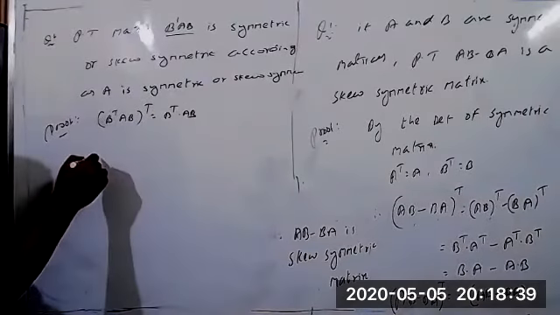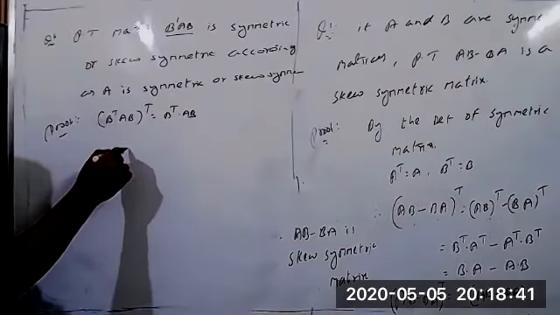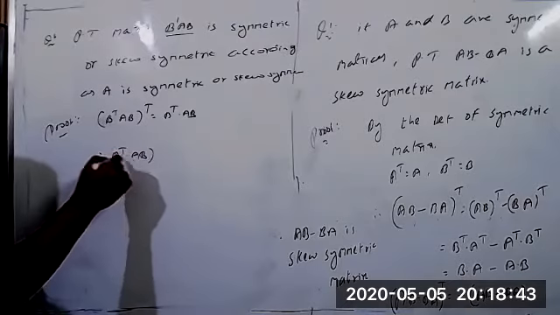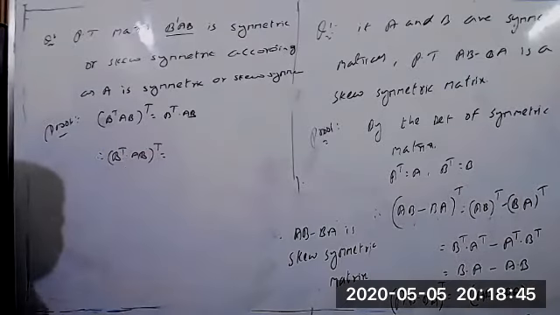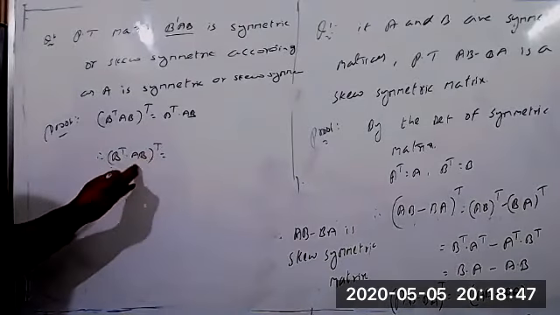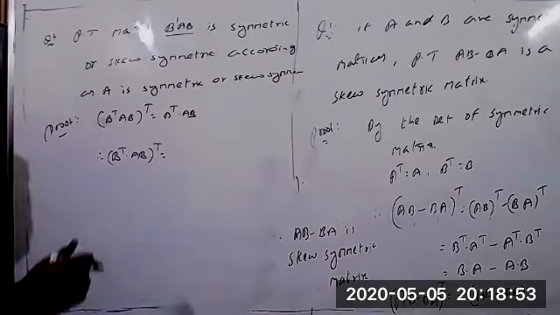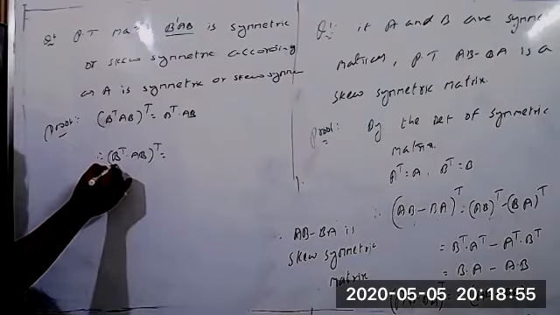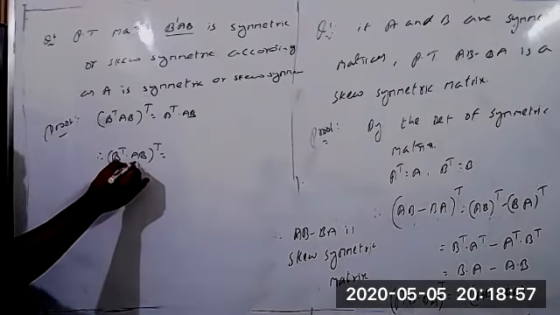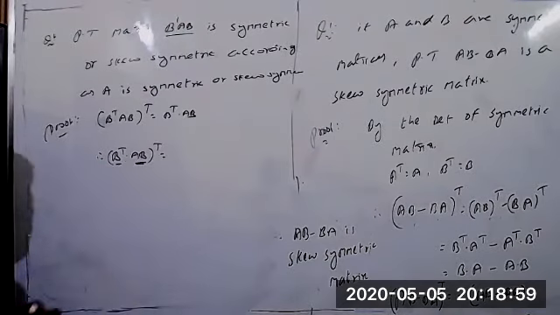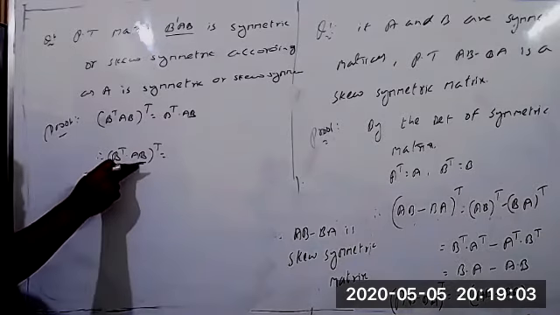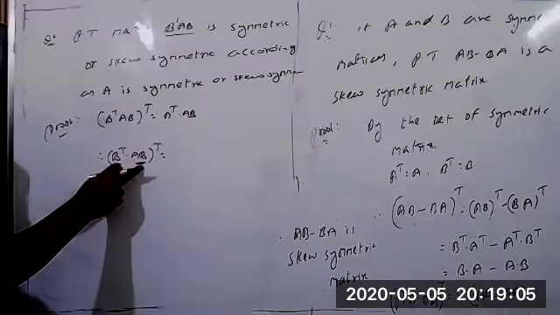Just take this condition now. Therefore, B transpose into AB whole transpose equal to. But how do we write this value? Here you do one thing: transpose. B transpose is the A, and this entire AB you can take as B now. So B transpose into AB, this is the A, this is the B now.